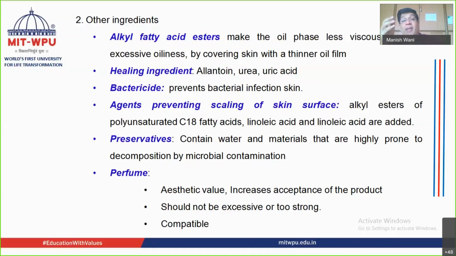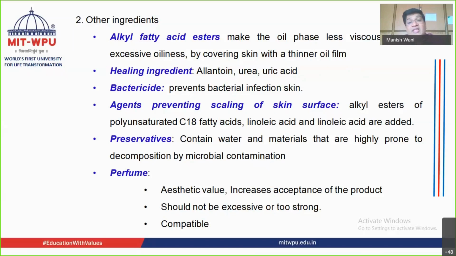Then you can add a bactericide. This bactericide would be serving two purposes. One, it is going to prevent bacterial infection, as I said, dermatitis, etc., which occurs when the skin becomes dry. So that can be prevented by addition of a bactericide, and it is also going to preserve your product. Like in the last, we have seen we are going to add preservatives over there.